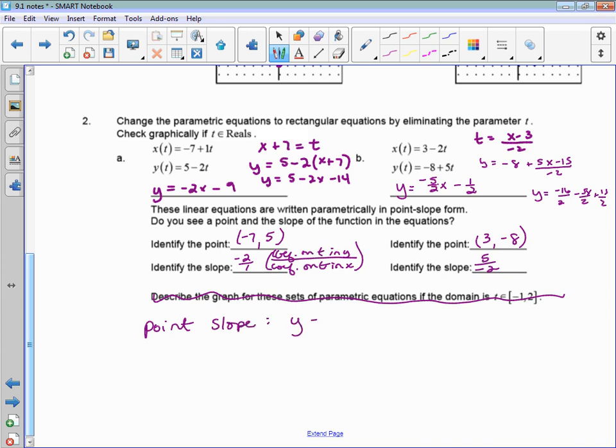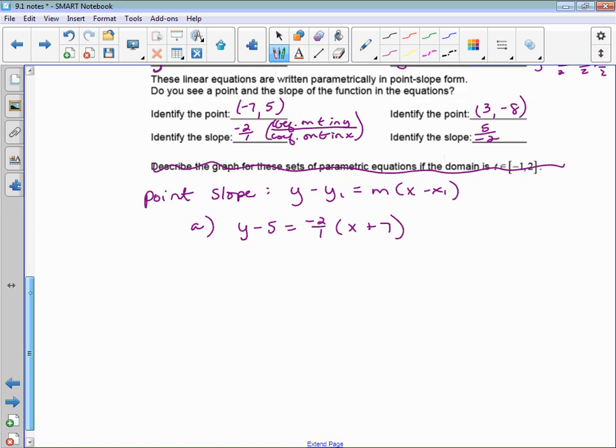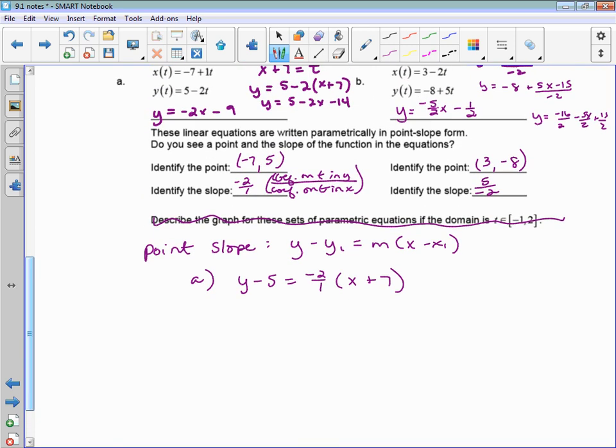Point slope form. Y minus y1 is m times x minus x1. So like for letter A up here, if I wanted to do that, I've got my point, so I do y minus 5 equals -2 over 1 times x plus 7. That would be an acceptable way to write that in rectangular form. If I don't tell you it has to be in slope-intercept, then you can leave it like that. So the second one, my point was 3, -8, so I'd have y plus 8, and then my slope times x minus 3.